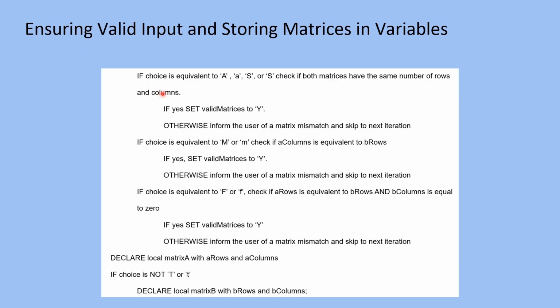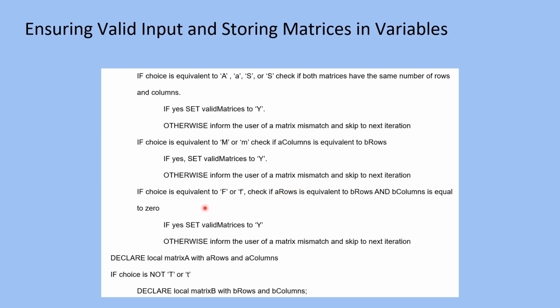If the choice is equivalent to an A character and an S character, I'll check if both matrices have the same number of rows and columns. If this is true, I'll set valid matrices to Y. Otherwise, I'll inform the user of a matrix mismatch and skip to the next iteration, which will prompt them again. If choice is equivalent to capital M or lowercase m, I'll check if A columns is equivalent to B rows. If this is true, I'll set valid matrices to Y. Otherwise, I'll inform the user of a matrix mismatch and skip to the next iteration.